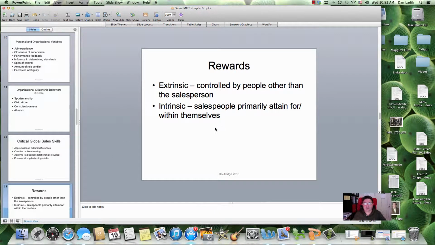So rewards: extrinsic, controlled by people other than the salesperson. So this is your sales manager, your boss, someone along those lines. Intrinsic, this is more like internal motivation that the salesperson primarily attains within themselves. An intrinsically motivated goal would be something that the salesperson sets for themselves. An extrinsic one would be something that the sales manager or VP of Sales sets for the salesperson.